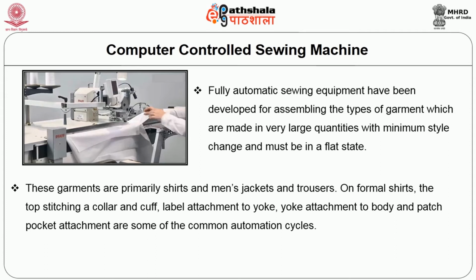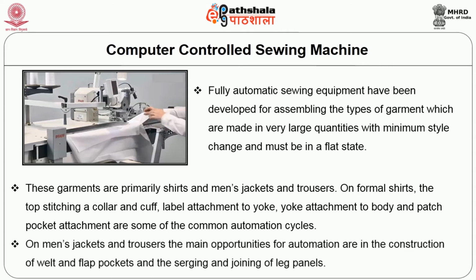In formal shirts, the top stitching of a collar and cuff, label attachment to a yoke, yoke attachment to the body, and patch pocket attachment are some of the common automation cycles. In men's jackets and trousers, the main opportunities for automation are in the construction of welt and flap pockets and also in the serging and joining of leg panels.